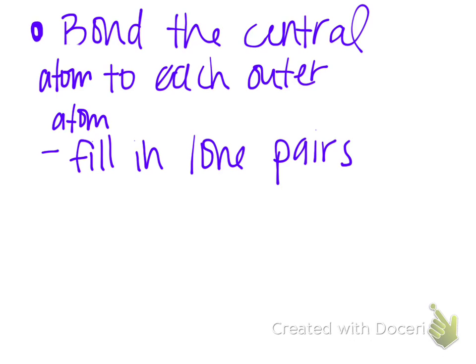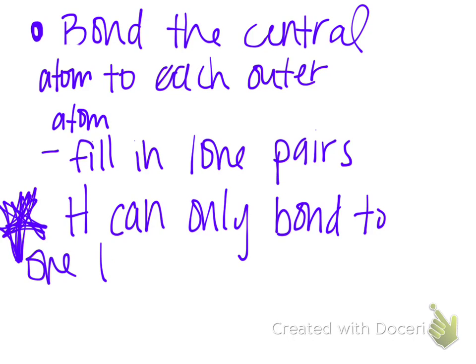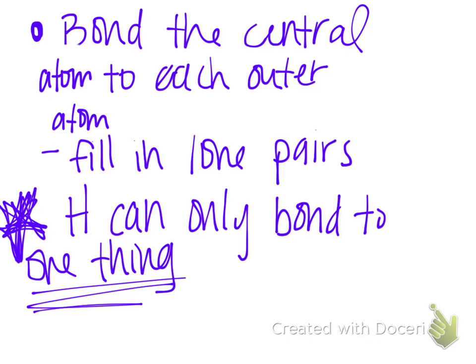Last thing I want you to write big in your notes and your rules: hydrogen can only bond to one thing. It cannot have 2 bonds, or 4 bonds, or 10 bonds, however many things you want to do to it. Not going to happen. One thing. That's it.